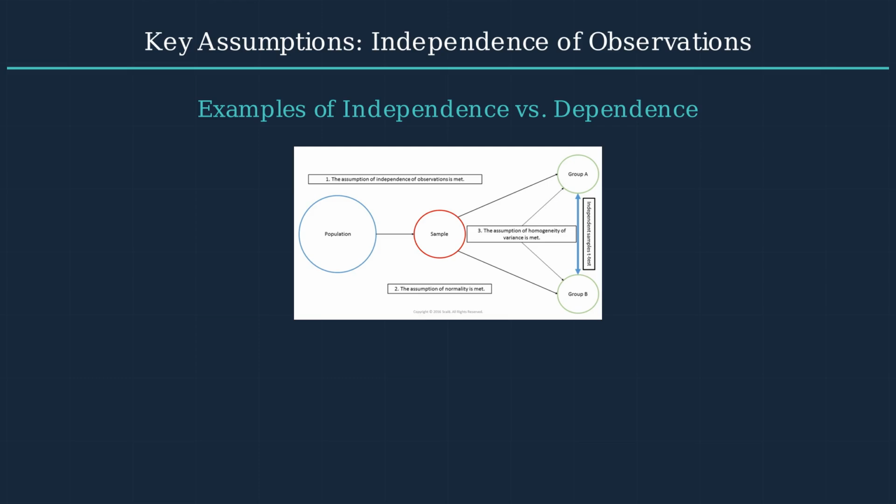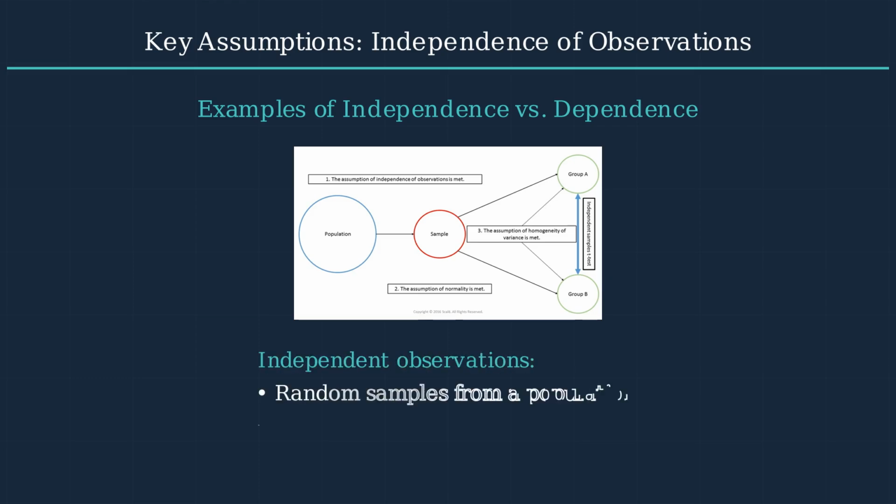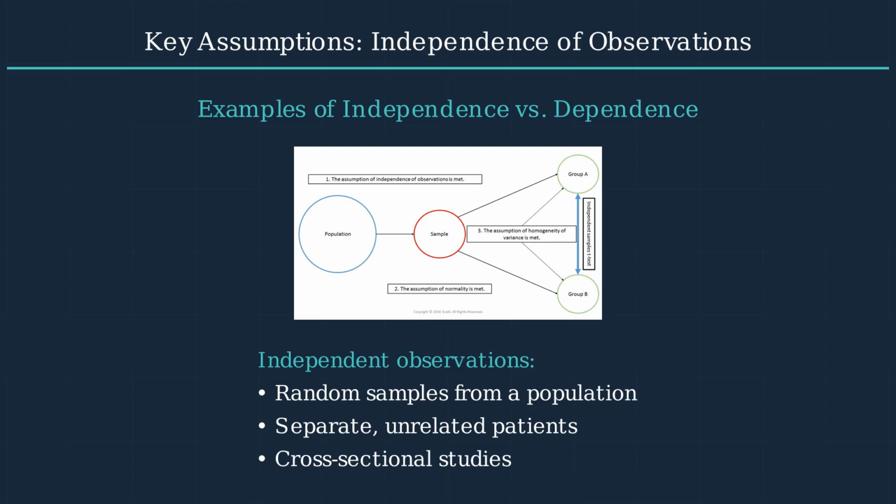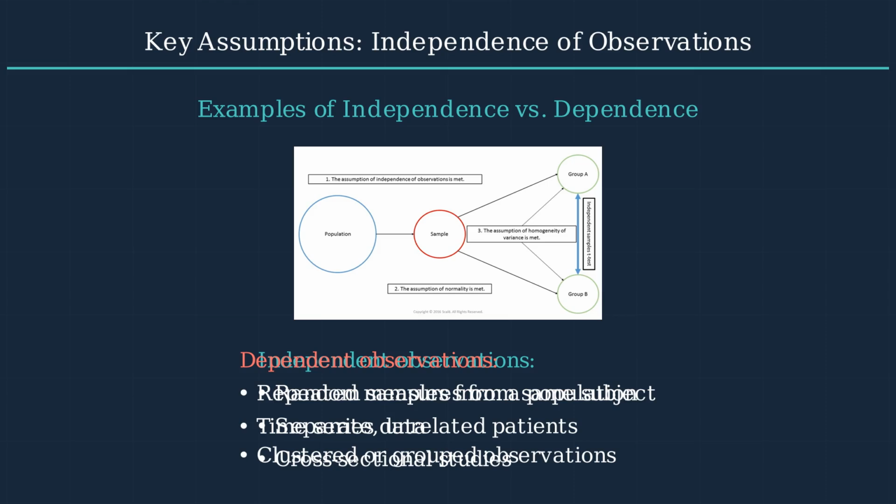In a randomized clinical trial, patients are typically randomly assigned to different treatment groups, making their observations independent. Independence is typically present in random samples, separate unrelated patients, and cross-sectional studies. Dependence, on the other hand, occurs in repeated measurements from the same subject, time series data, and clustered observations. These require special statistical techniques.